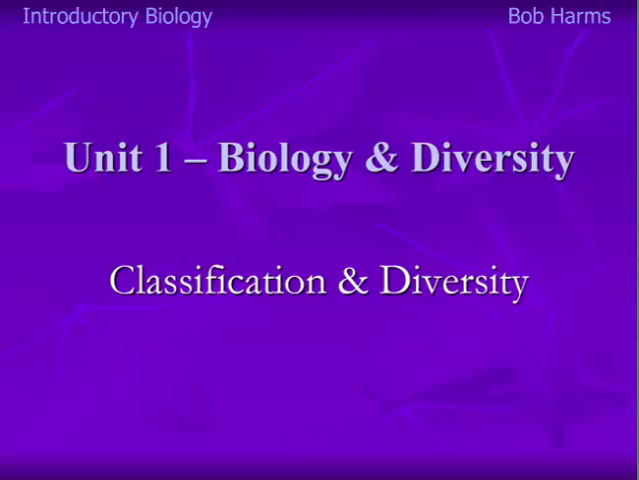As we work our way through Chapter 1 and our introductory material, one of the major topics I want to mention is classification and diversity. There are literally millions and millions of different types of living things on our planet, and one of the major areas in biology is looking at that diversity, trying to sort it out, figure out how organisms are related to each other, what they have in common, and obviously what some of their major differences are.